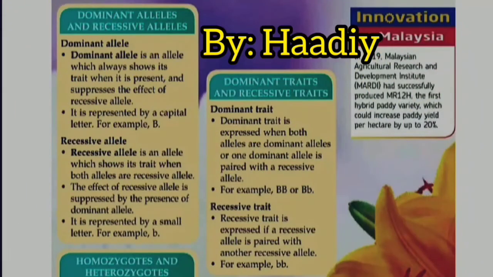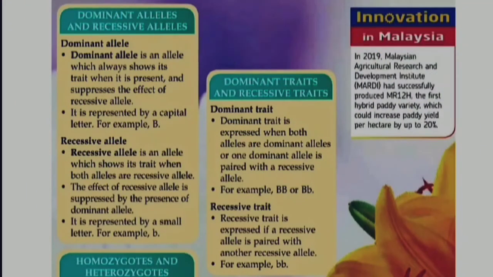Okay, for dominant alleles and recessive alleles. A dominant allele is an allele which always shows its trait when it is present and suppresses the effect of the recessive allele. It is represented by a capital letter, for example B. Okay, for recessive allele. A recessive allele is an allele which shows its trait when both alleles are recessive alleles. The effect of a recessive allele is suppressed by the presence of a dominant allele. It is represented by a small letter, for example a small letter b.